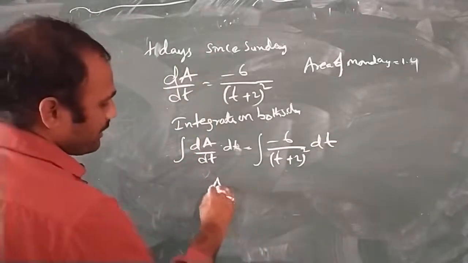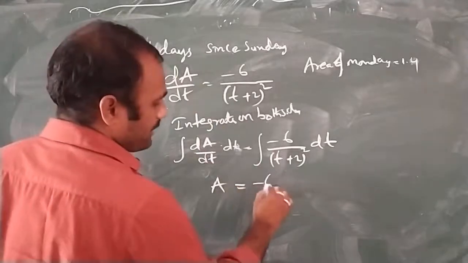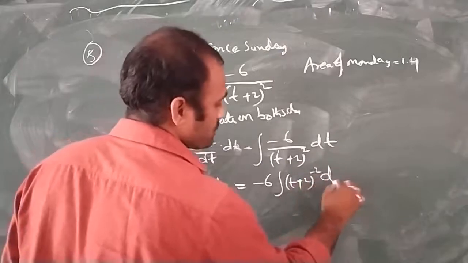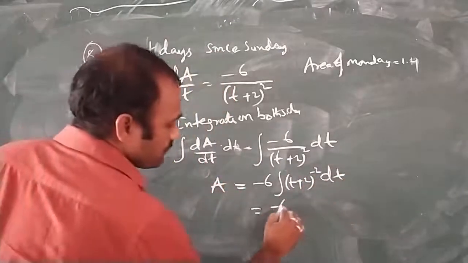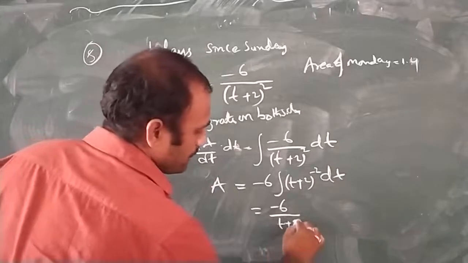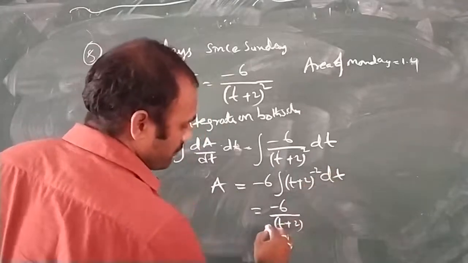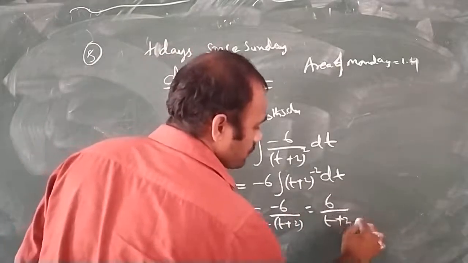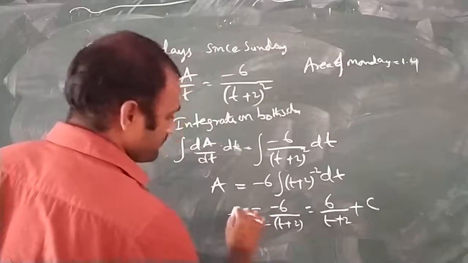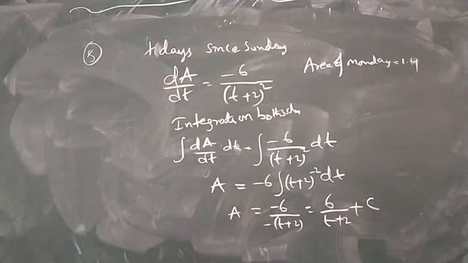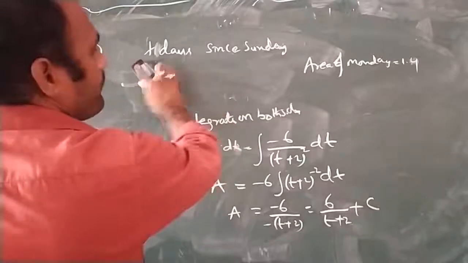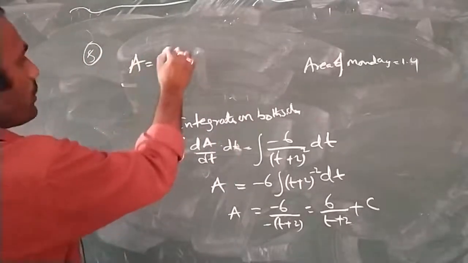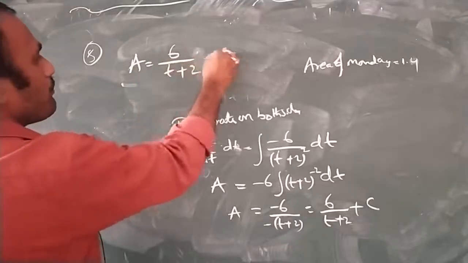So the area A is equal to minus 6 times the integral of t plus 2 whole to the power of minus 2 dt. So this will be minus 6 by t plus 2 into minus 2 plus 1, which is minus 1. So this can be written as 6 by t plus 2 plus constant. So I got the area as A is equal to 6 by t plus 2 plus C, the constant.